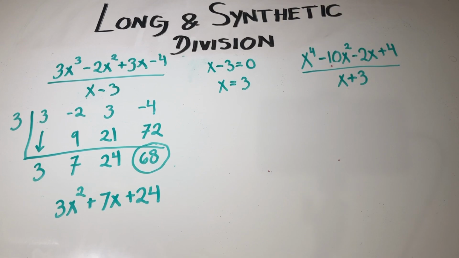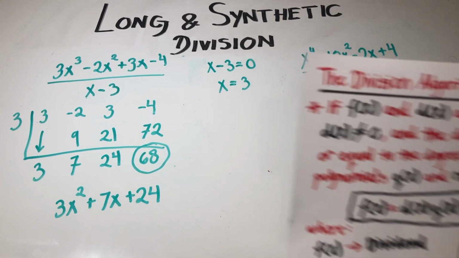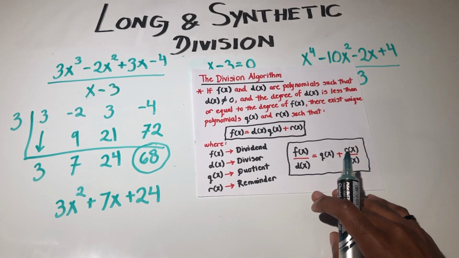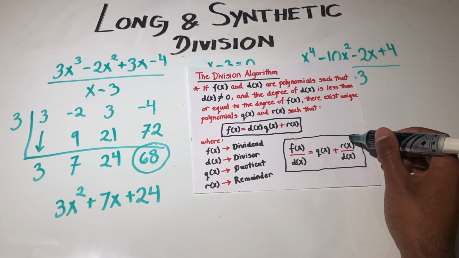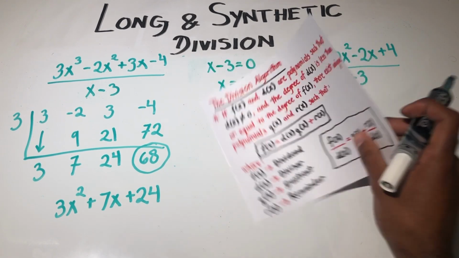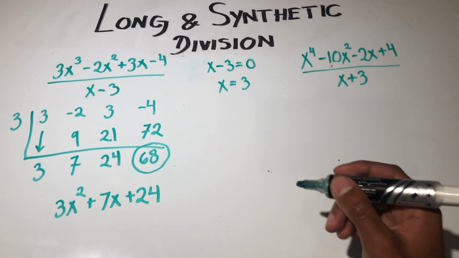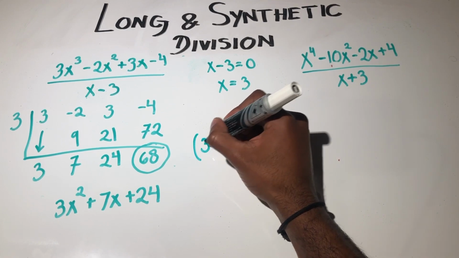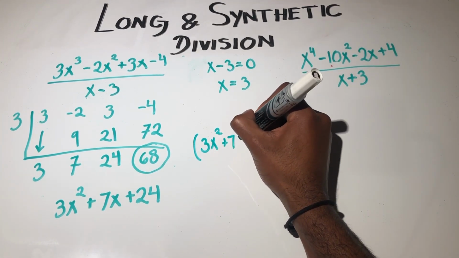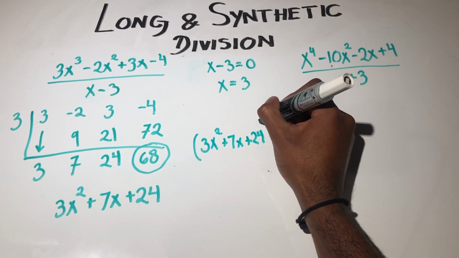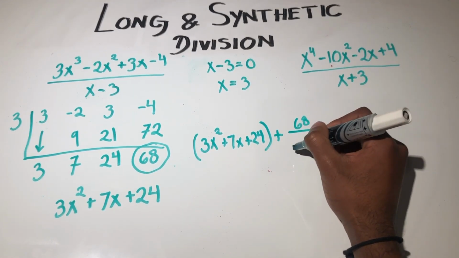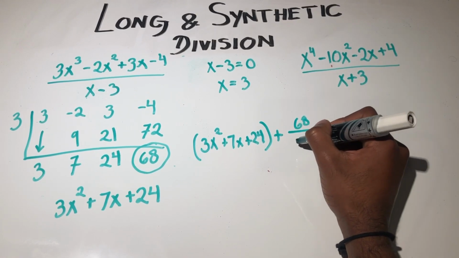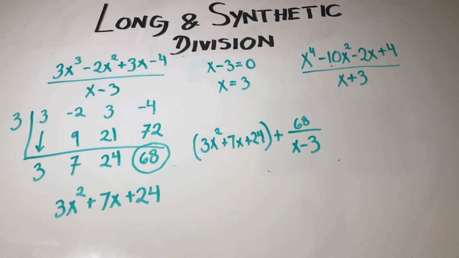And if you remember, in my previous video, we're going to use this form right here. We're going to take the quotient plus the remainder over the divisor. So taking 3x squared plus 7x plus 24 plus our remainder, which is 68, over the divisor, which is x minus 3. And that's it. That's how you solve the first problem.